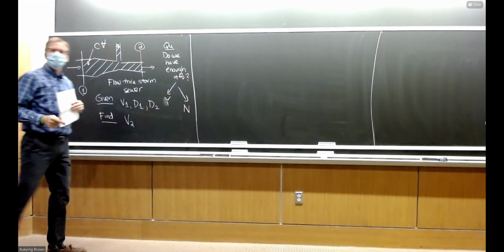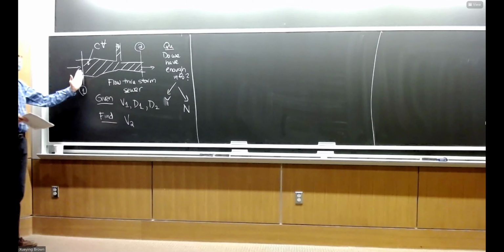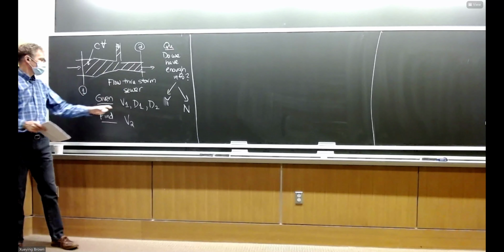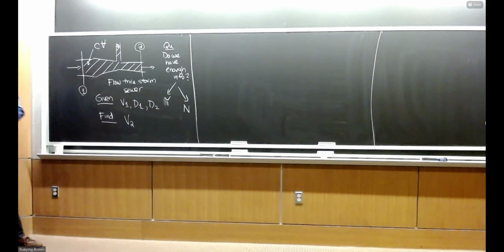So what do you think? Do we know everything we need to know? These are circular pipes with this diameter. That's the cross-sectional average velocity at location 1. Do we have everything we need to solve this particular problem?